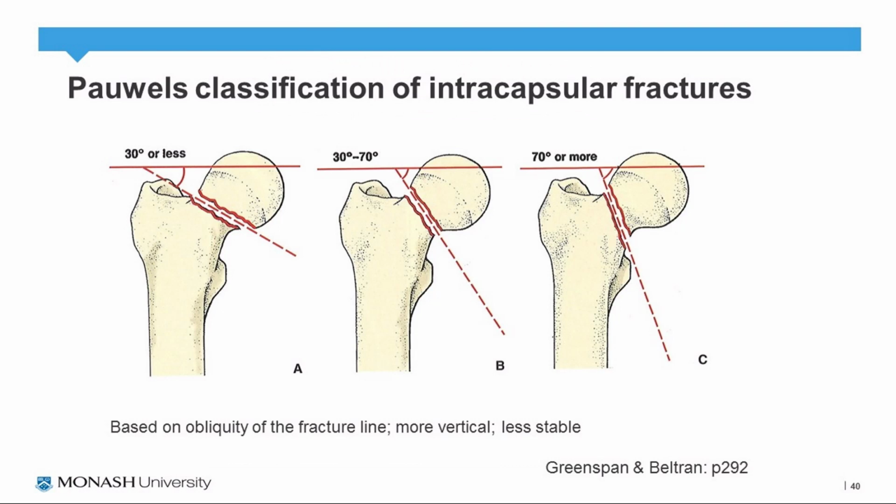Intracapsular fractures can be classified according to Pauwels' classification, and it is based on the obliquity of the fracture line, and the more vertical that line is, the more unstable the fracture will be.